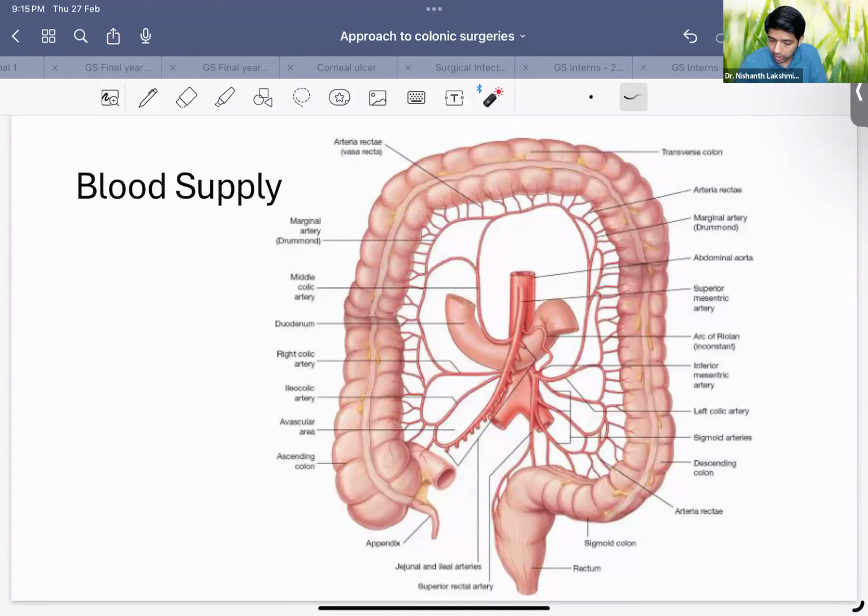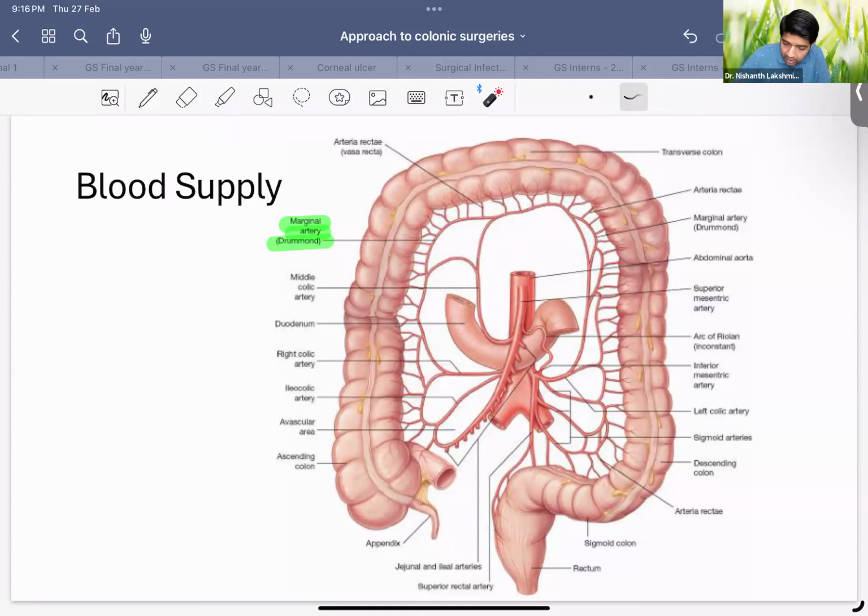But what you need to know more is that there is a communication between these named vessels. That is, there is a communication between ileocolic, right colic, middle colic, through these, known as a marginal artery of Drummond. Okay, marginal artery of Drummond. Now this becomes important because it helps maintain the vascularity of an anastomosis. So what I'm trying to say is, even if you have tied off one vessel, that part of the colon can sometimes survive based on the blood supply you're going to get from the adjacent vessel also.